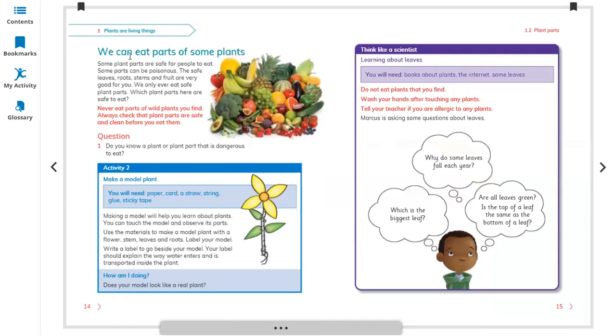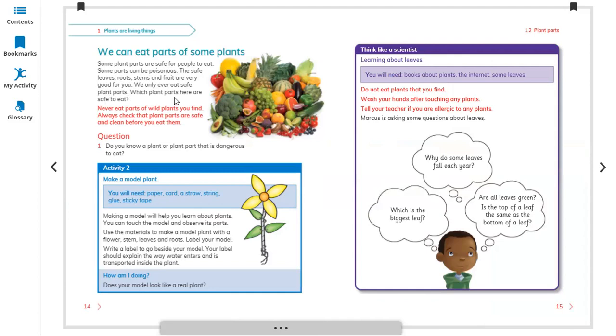We can eat parts of some plants. Yes, we are eating fruits and vegetables, obviously. Some plant parts are safe for people to eat. Some parts can be poisonous. Yes, there are poisonous things from plants too. The safe leaves, roots, stems, and fruits are very good for you. These are healthy food. We only ever eat safe plant parts.